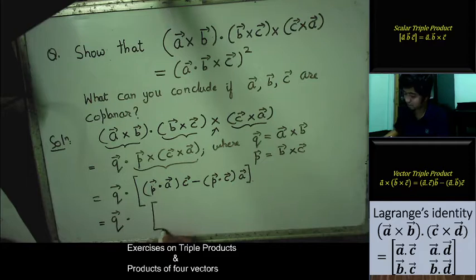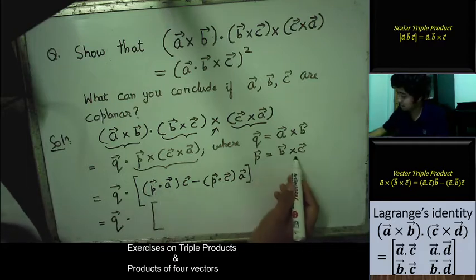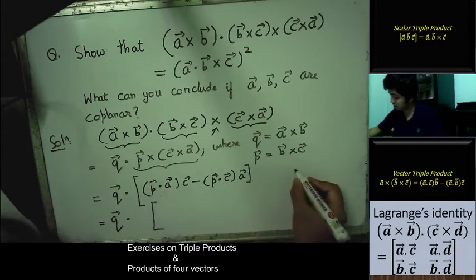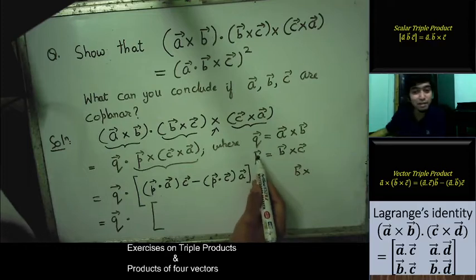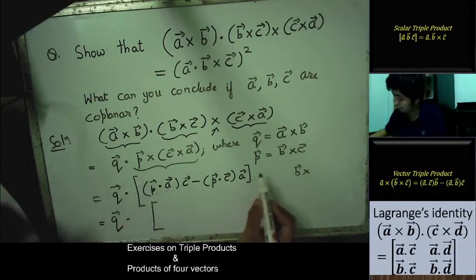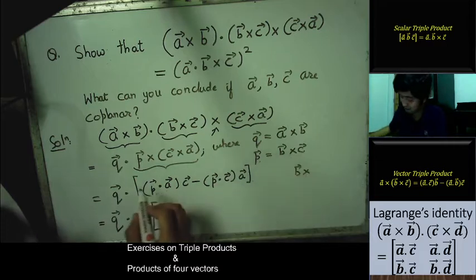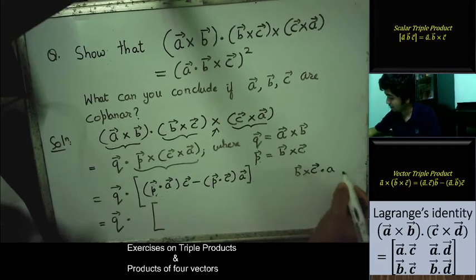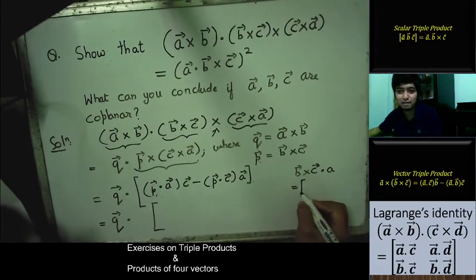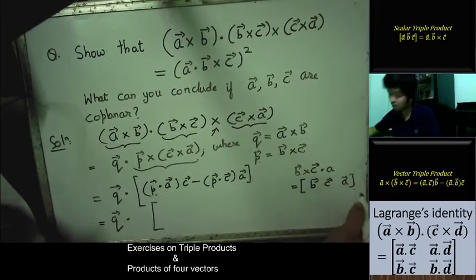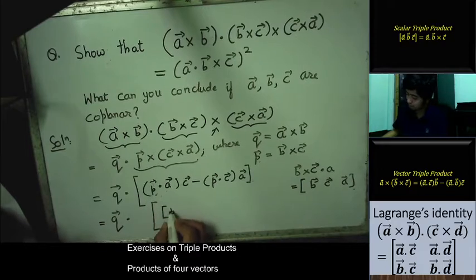Now just notice something over here. P is b cross c. B cross c dot a. If we replace p over here with b cross c, you will be getting b cross c dot a. Again, I repeat, if you are replacing p with b cross c over here, you will be getting b cross c dot a. This one can be easily replaced with the box product b, c, a. So over here we will be getting a box product b, c, a.